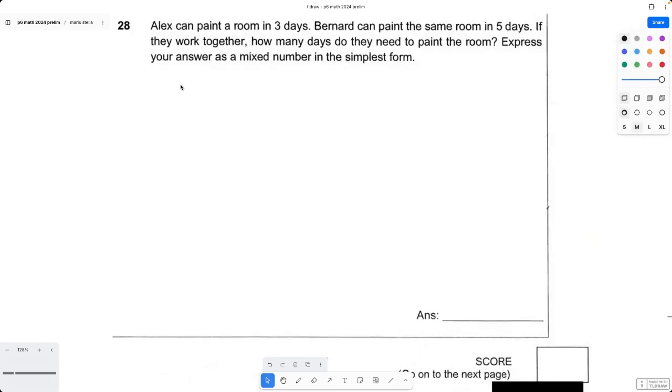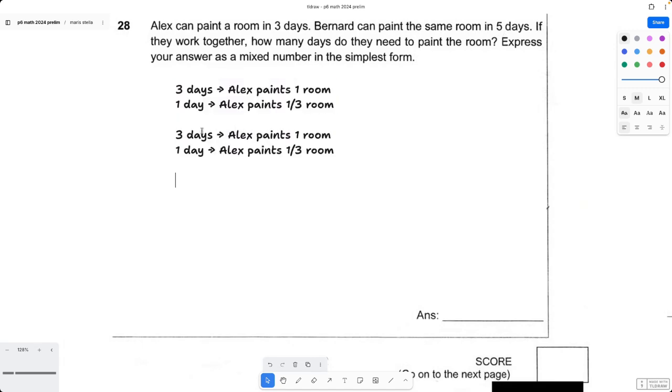Okay, so to solve this, we know that in 3 days, for Alex, Alex can finish one room. So in one day, Alex paints 1/3 of the room. Bernard, I'm going to copy this. His 3 is 5. So Bernard paints one room in 5 days. So in one day, Bernard paints 1/5 of the room.